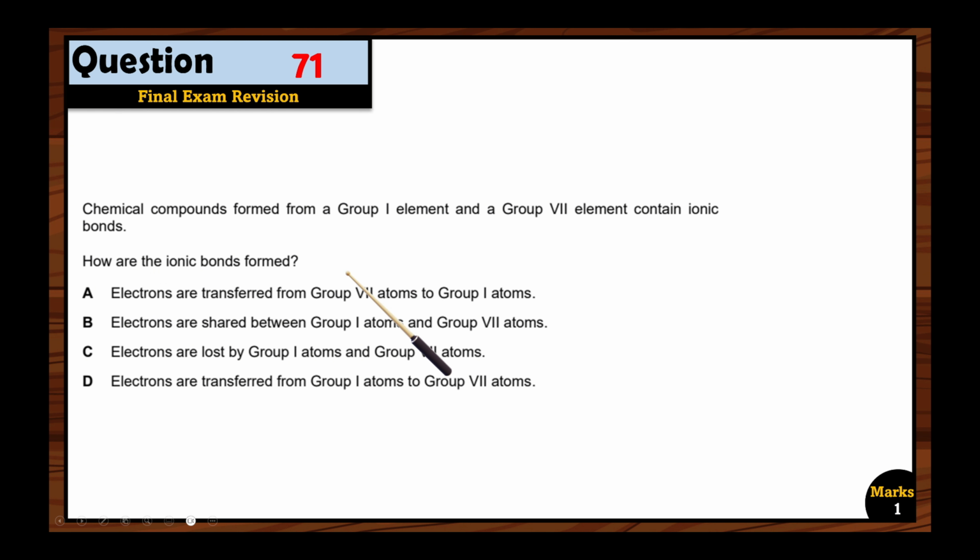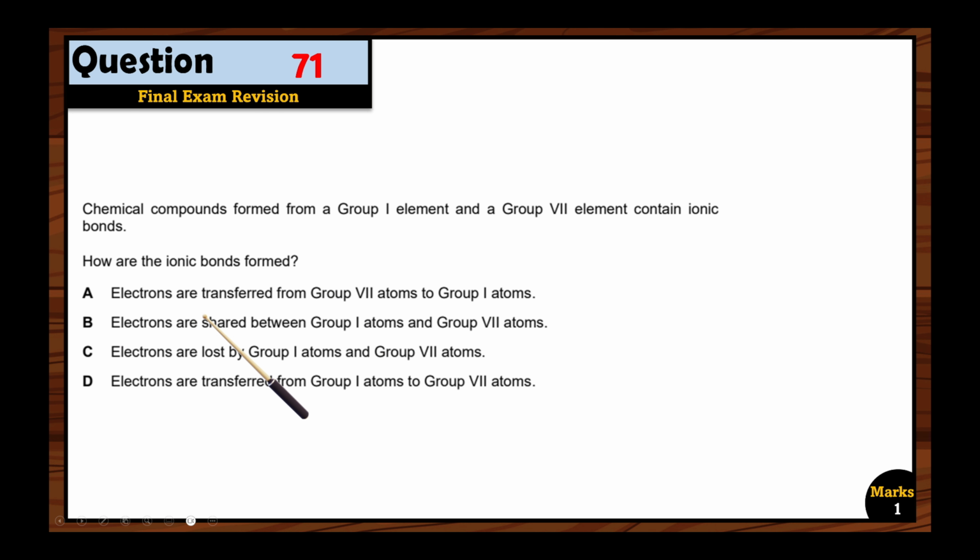Question 71. Chemical compounds formed from a group 1 element and group 7 element contain ionic bonds. Usually, yes, that's right, because group 1 metals and group 7 non-metals, whenever they react, will form an ionic bond. So now let's see how the ionic bonds are formed. Electrons are transferred. Of course, in ionic bonds, electrons are usually transferred from one to another. So who transfers the electrons? Who is losing the electrons? Actually, group 1 is losing the electrons, right?